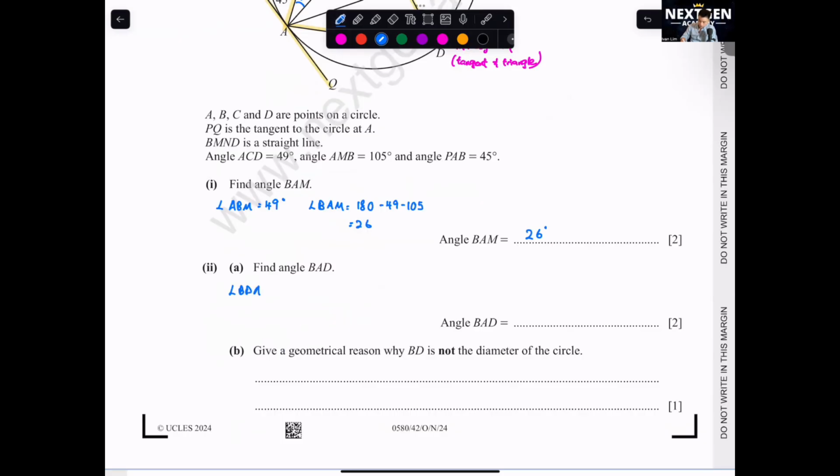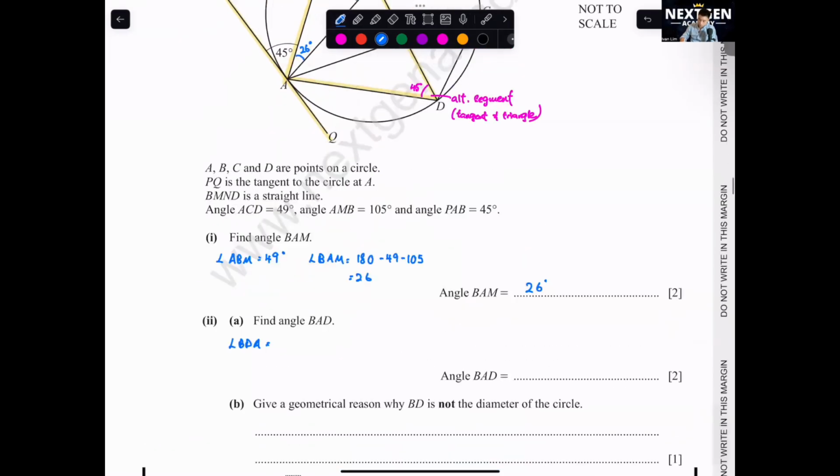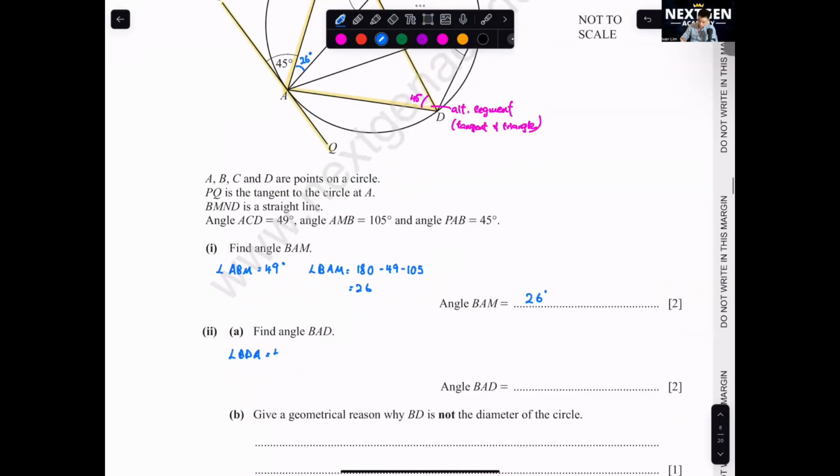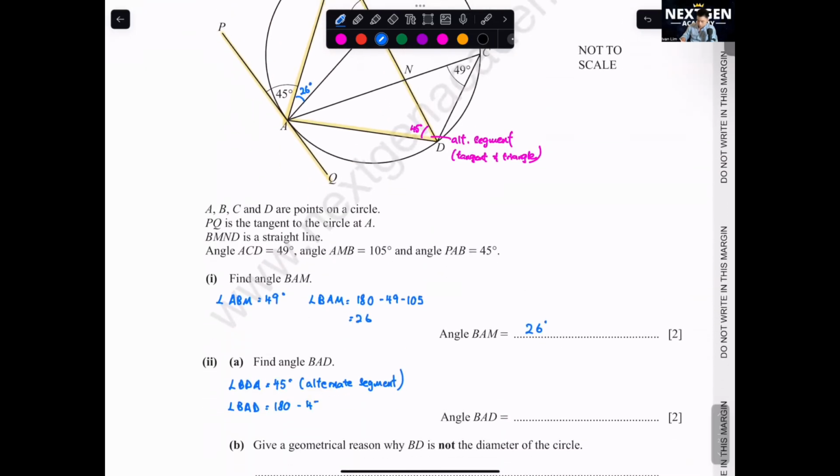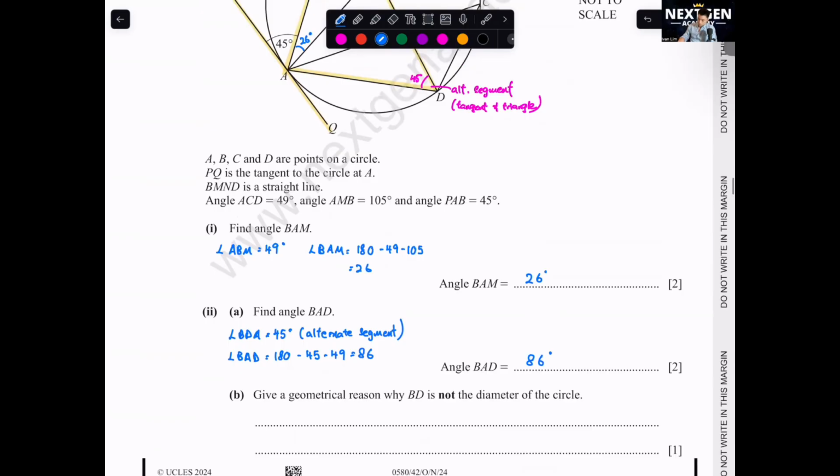Angle BDA is equals to 45 degrees first. Okay, this one for your own reference. Okay, right? Because alternate segment theorem. Okay, then we will take the angle BAD equals to 180 minus 45 minus 49, which will get 86 degrees. Okay, then question B.